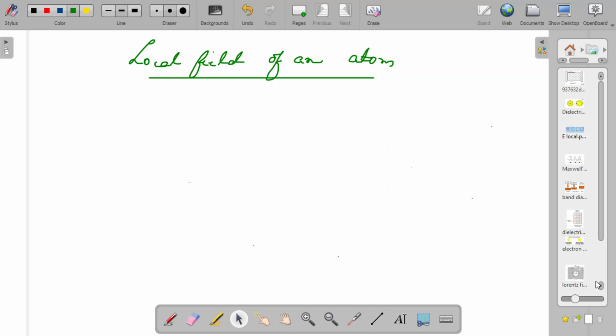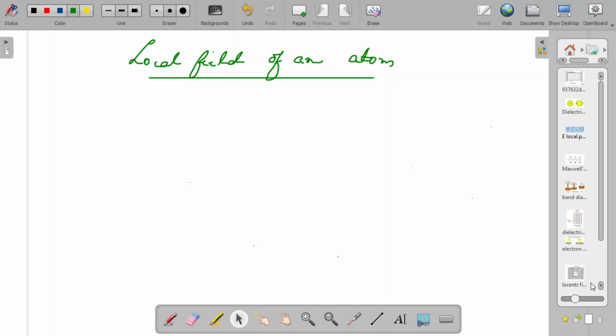Hello students, in the previous session we discussed dielectrics and understood how a dielectric behaves when it is put in an electric field. And today we are going to understand what the local field of an atom means.